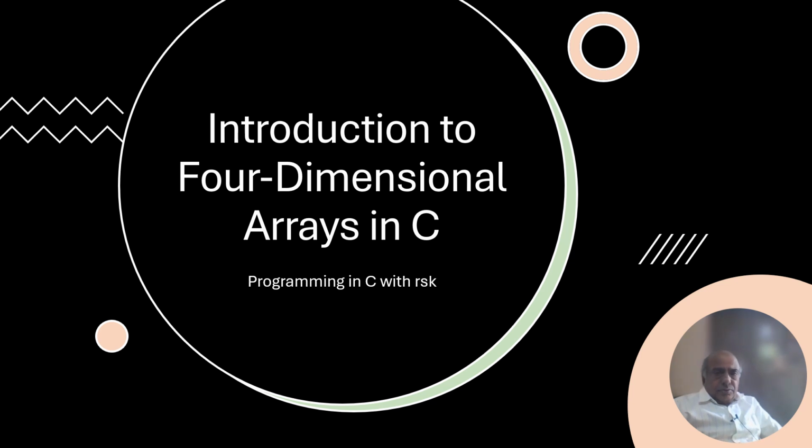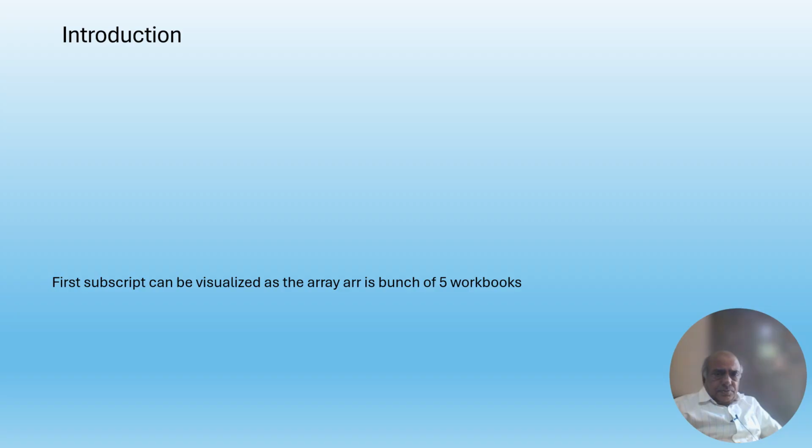And in this video, I'll be discussing and introducing all of my viewers to the four-dimensional arrays in C. So let us start our video. A 4D array is an array of 3D arrays as its elements. We have already seen 3D arrays, 2D arrays, and a one-dimensional array in our previous few videos. So we can say that a 4D array is an array of arrays.